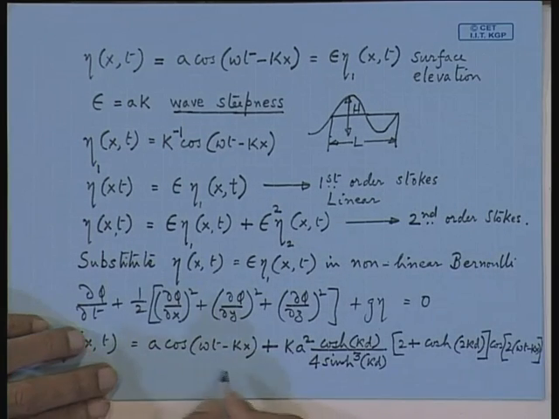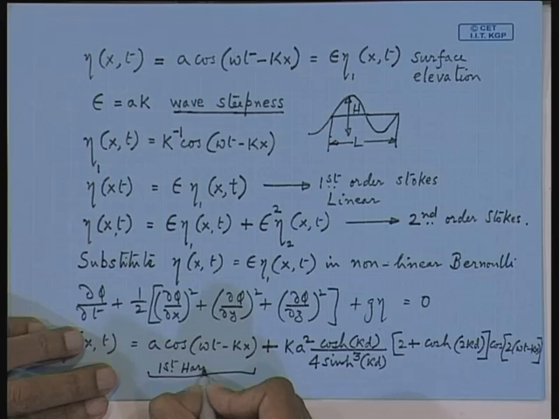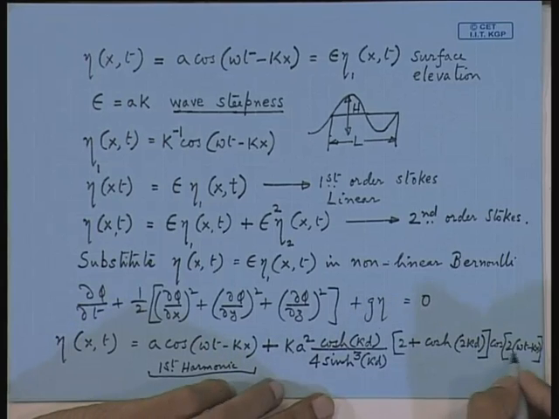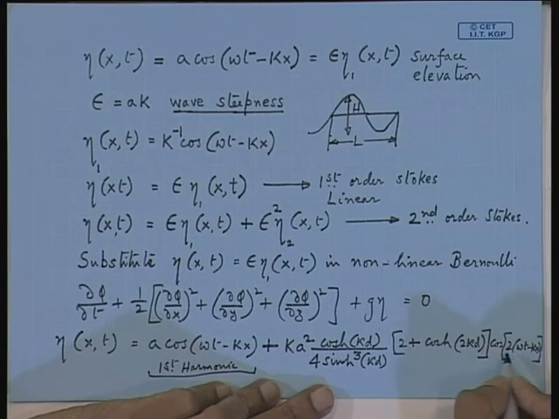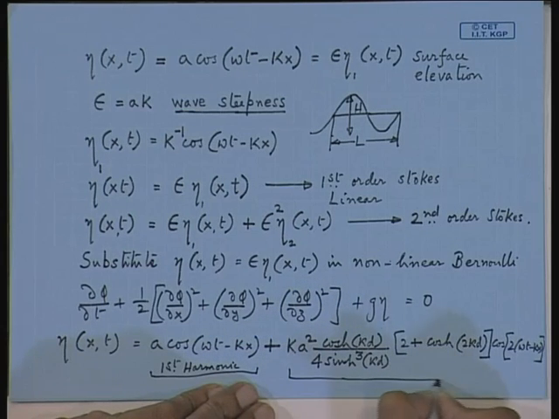And so, this is called first harmonic. Why? Because it contains your cos omega t minus k x, which is a harmonic expression. Now, if you look at the second term, which is the cause of this nonlinearity, you will also find another harmonic term, that is cos twice of omega t minus k x. So, this is called second harmonic.